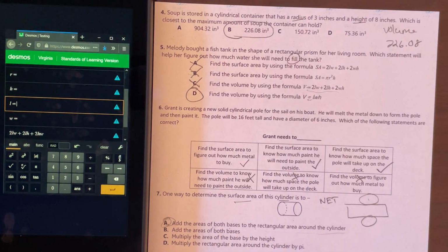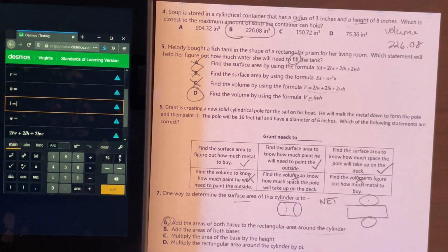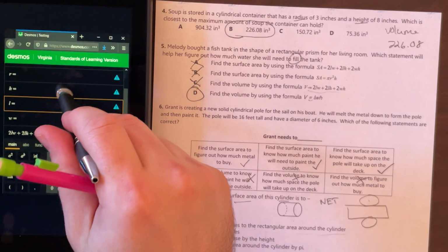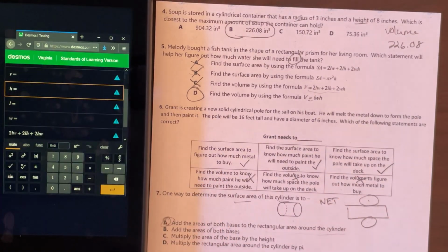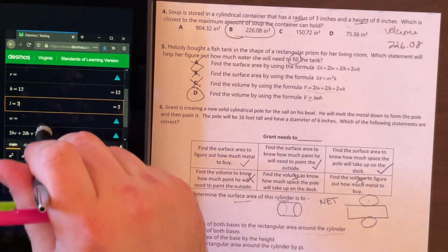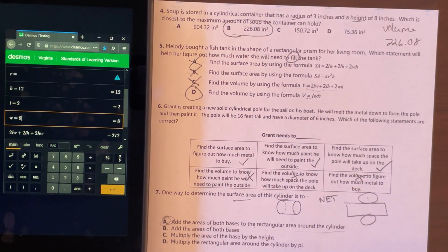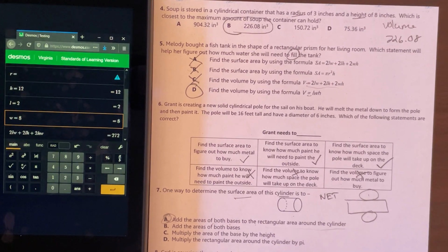For number 8, it says Carl is covering the rectangular prism-shaped box with cloth. What is the minimum amount of cloth it needs to cover the entire box? So since we're talking about cover, that's talking about surface area. So let's use those dimensions. Again, as long as you stick to those values, you will be good. All right, so I can use 12, I can use 2, and I can use 8. And then my surface area is going to be 272 inches squared.